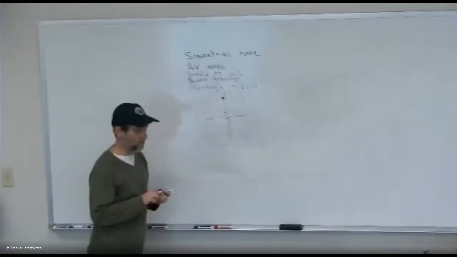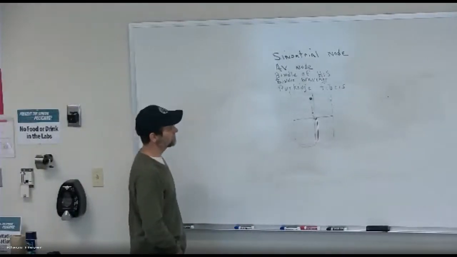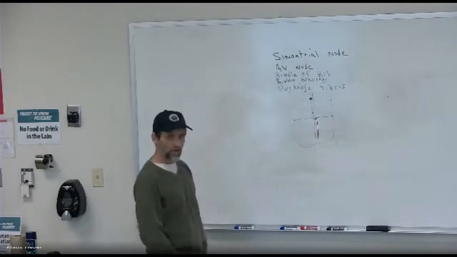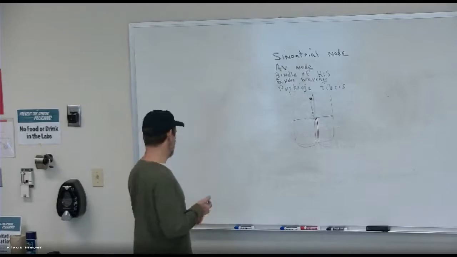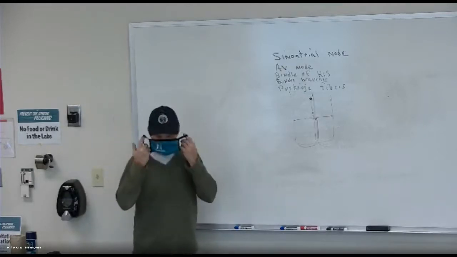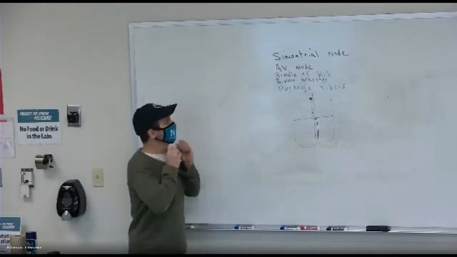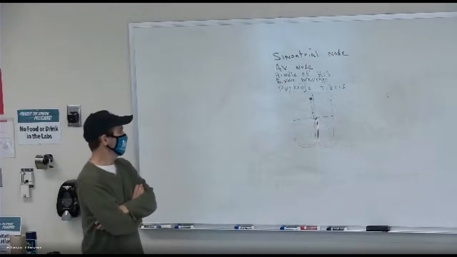I have all this in the video. So that's the order. Sinoatrial node, that's the pacemaker of the heart. AV node, AV bundle, or bundle of His. Bundle branches, the left and the right bundle branch, and Purkinje fibers.